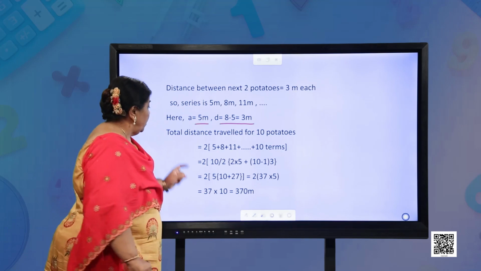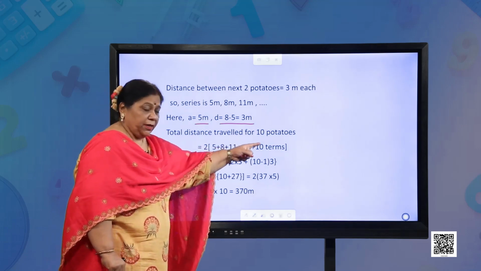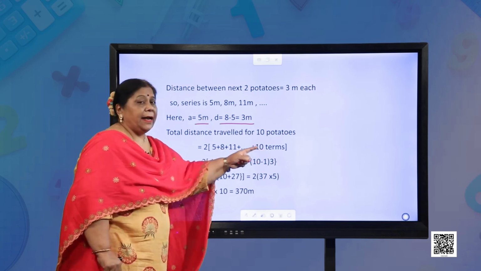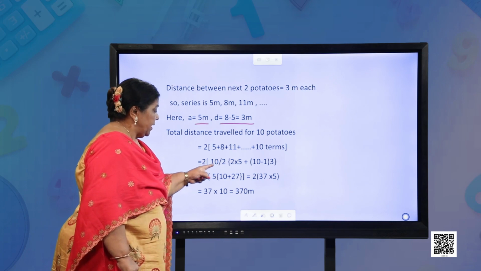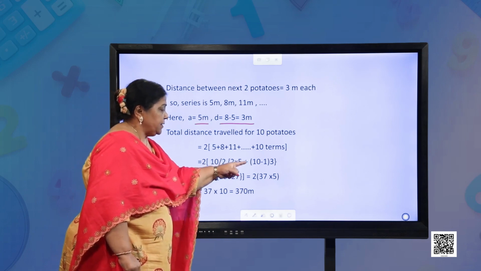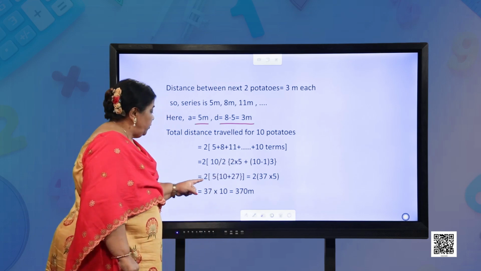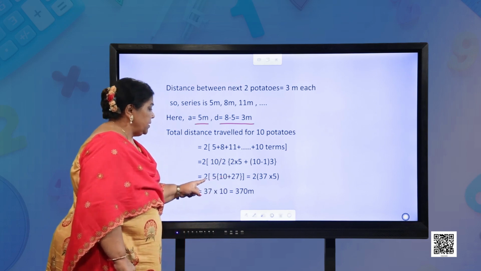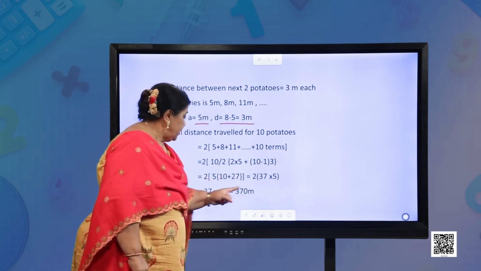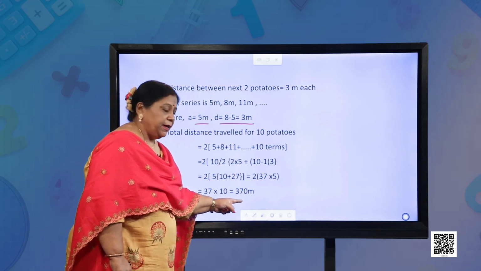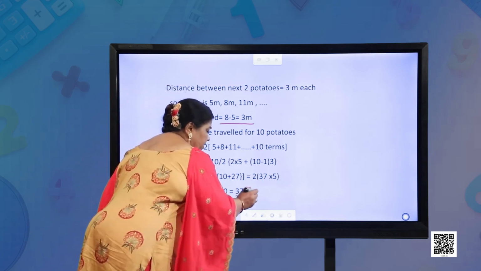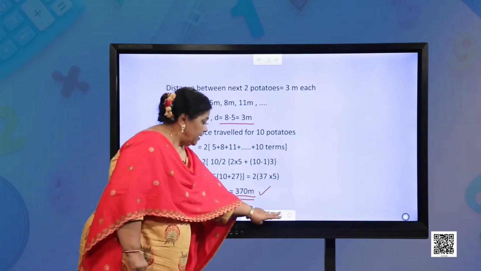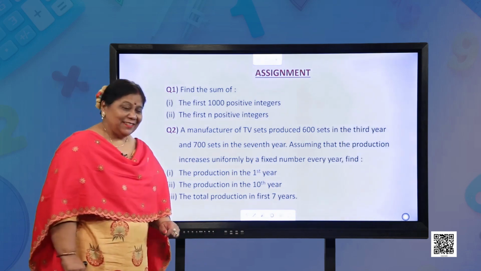Is it clear? So, the total distance travelled for 10 potatoes is 2 into (5 plus 8 plus 11 and so on till 10 terms). So, 2 into 10 upon 2 into (2 into 5 plus (10 minus 1) into 3). So, we get 2 into 5 into (10 plus 27). So, it is 2 into 37 into 5, that gives us 37 into 10, 370 meters, which is the total distance the competitor has to run. I hope the question is clear. All right. Now, it is time to take up the assignment.